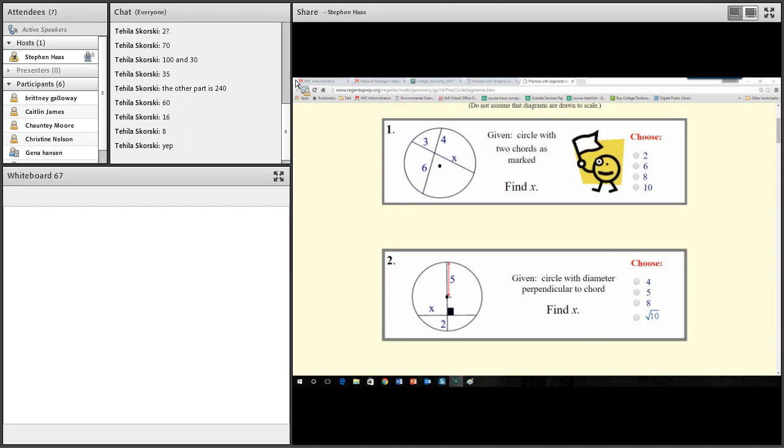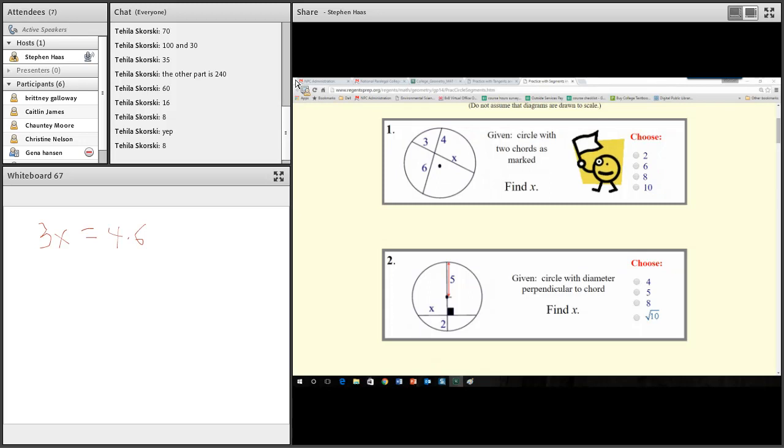Remember, when you had 2 chords that were intersected, they were proportional. So each side multiplied by the other equals the same for the other chord. So in this case, it would be 3 times x. Okay. 3 times x equals the other side, which is 4 times 6.